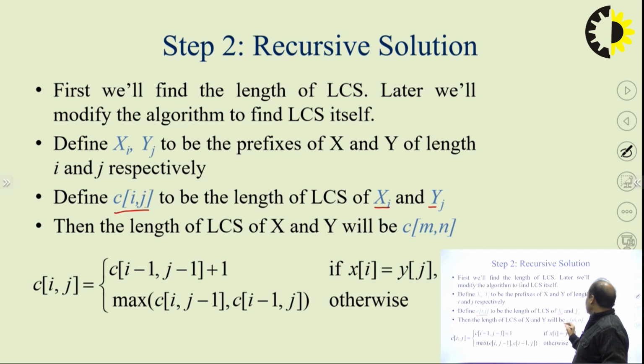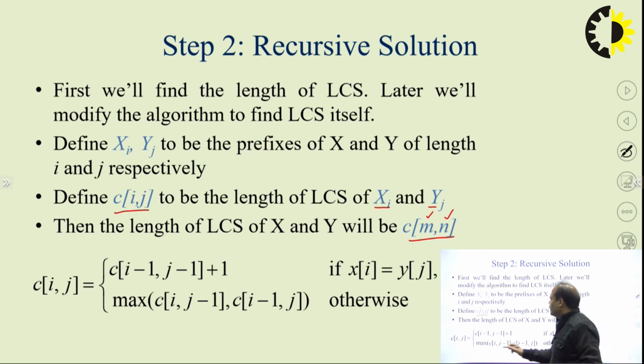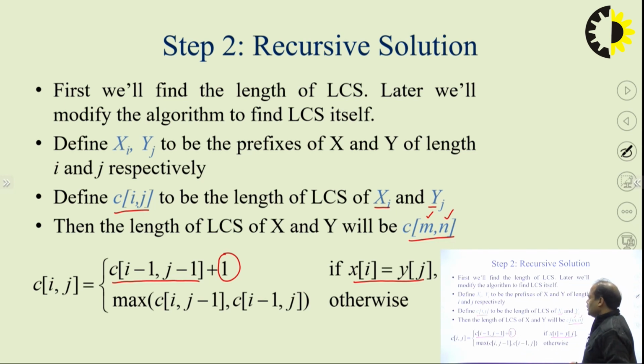Then the length of LCS will be C[M,N], where M is the length of the first sequence and N is the length of the second sequence. So how can we define this C[i,j]? Look here: if x_i and y_j are equal, we have found one length of the LCS, and the remaining computation will be done from C[i-1, j-1].